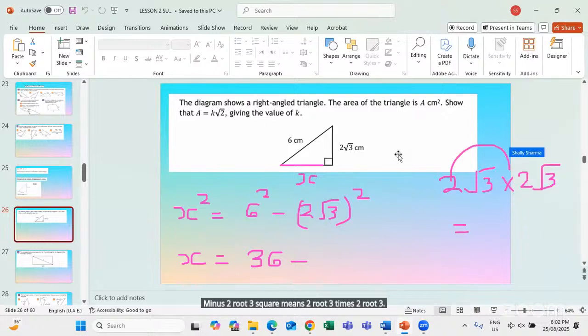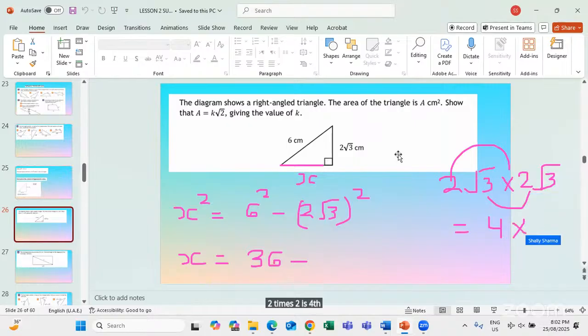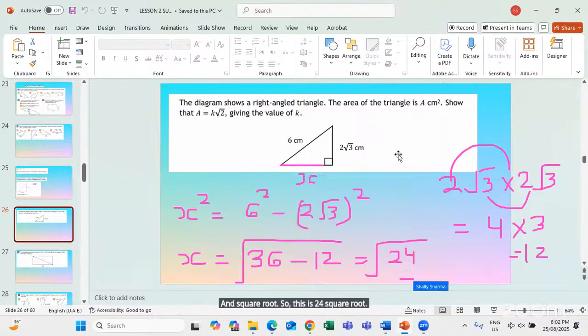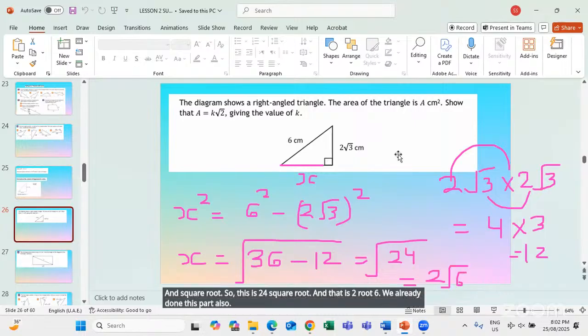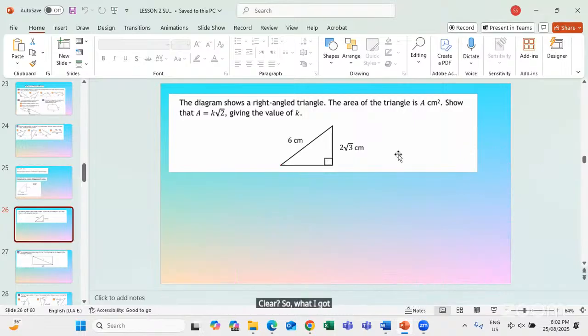2 times 2 is 4. Root 3 times root 3 is 3. So this is 12, and the square root of 24 is 2 root 6. We already did this part also. Clear? So what I got here is 2 root 6 centimeters and this is 2 root 3 centimeters, and this one is 6 centimeters.